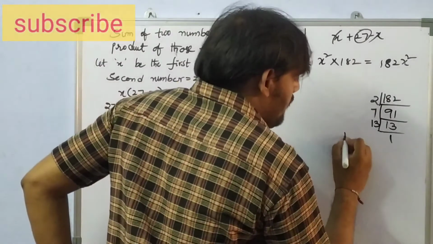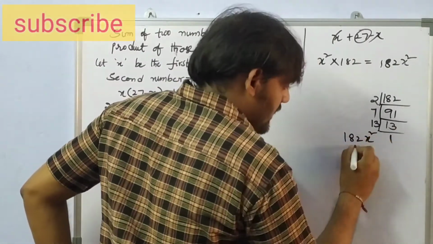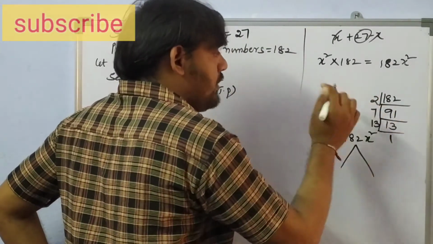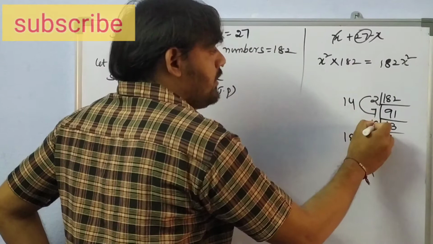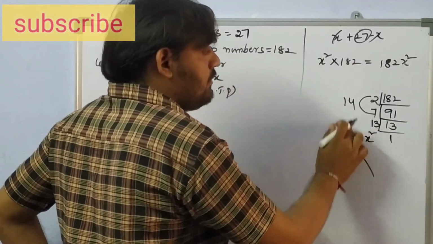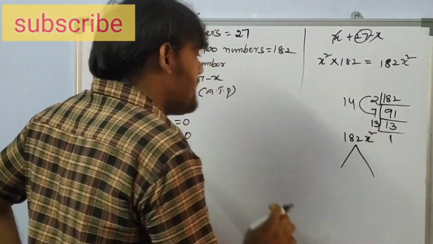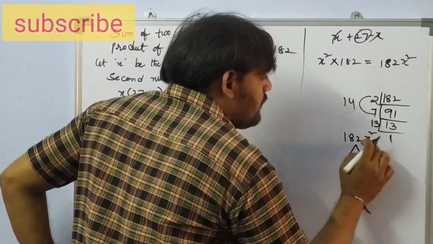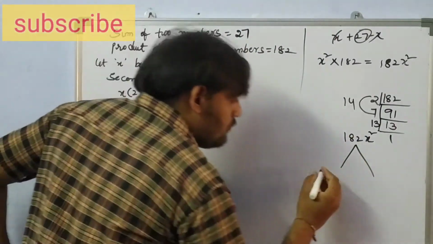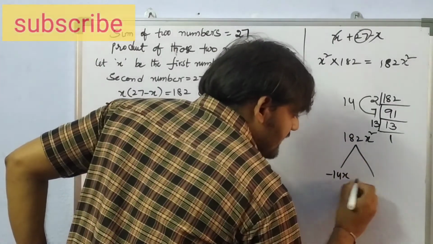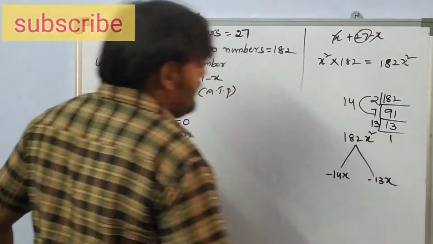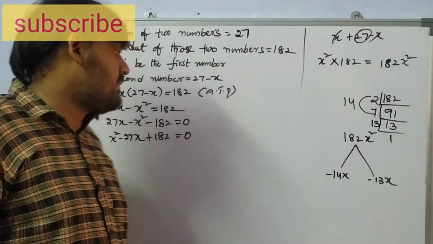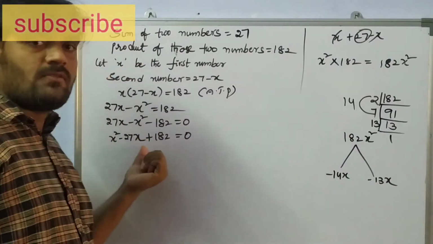So here 182x square we can write as 2 sevens are 14 into 13. What will you get? You will get 182. If we add, we are getting 27. But we need to get here minus 27. So that only here 182x square we can write as product of two terms, that is minus 14x and minus 13x. See here, if you multiply, we will get 182x square. If we add, we will get minus 27x.